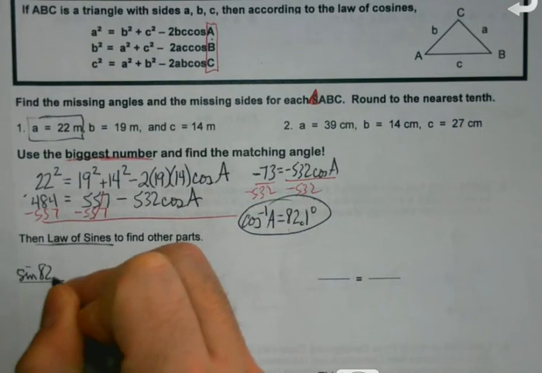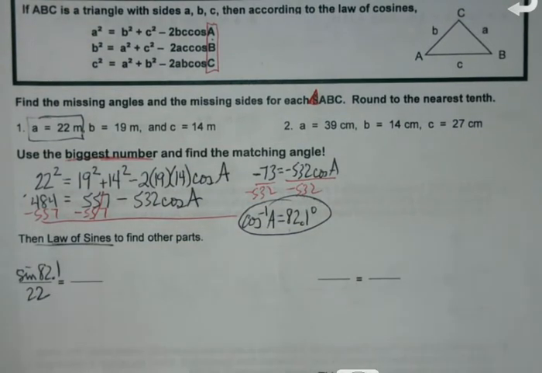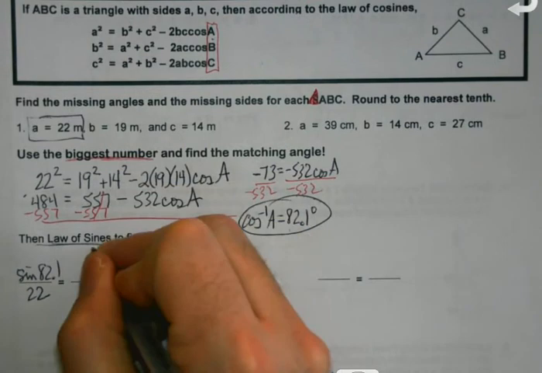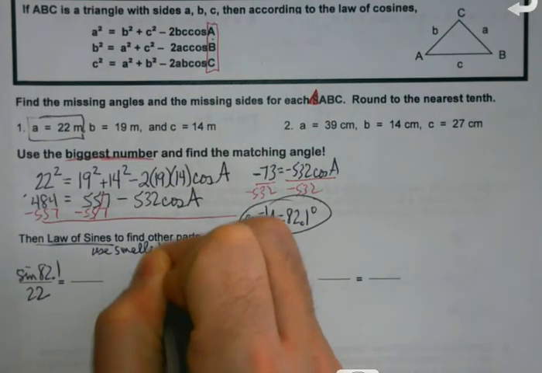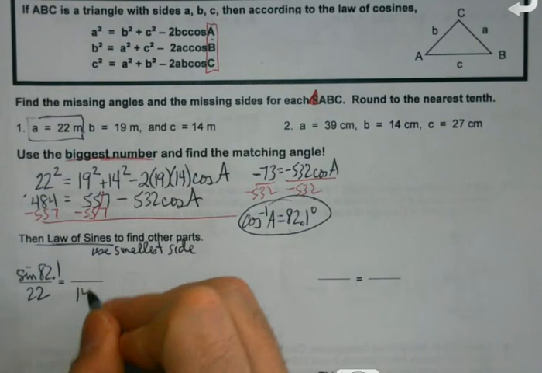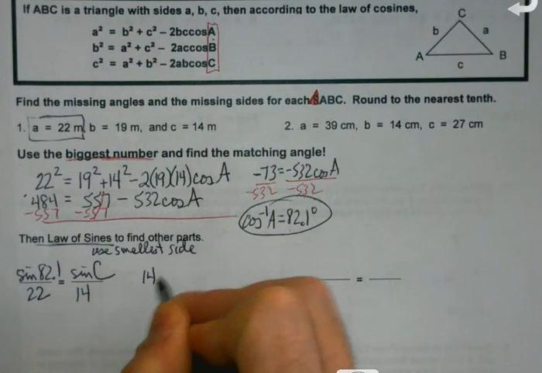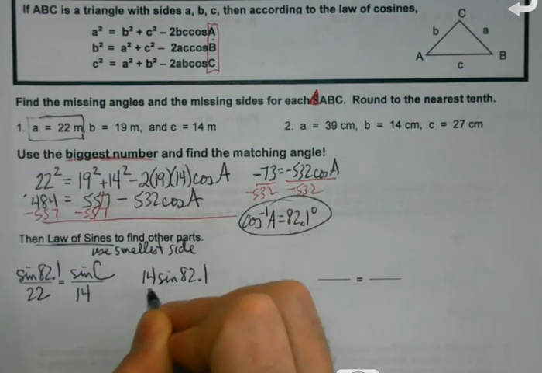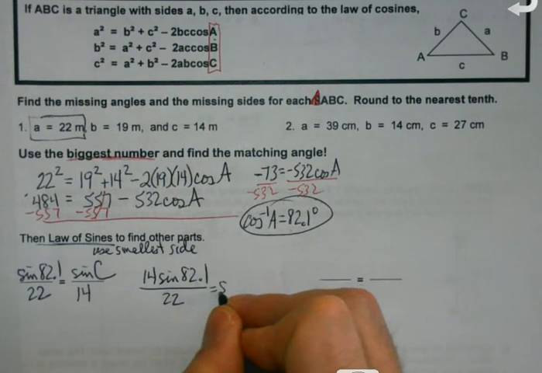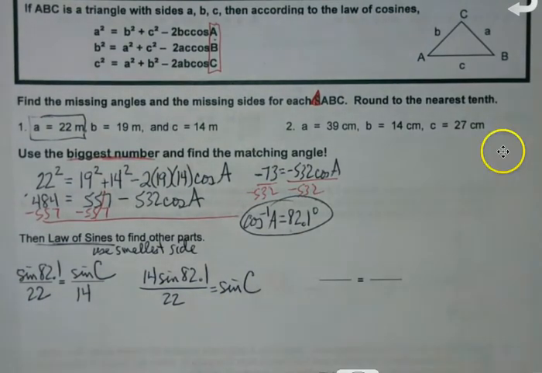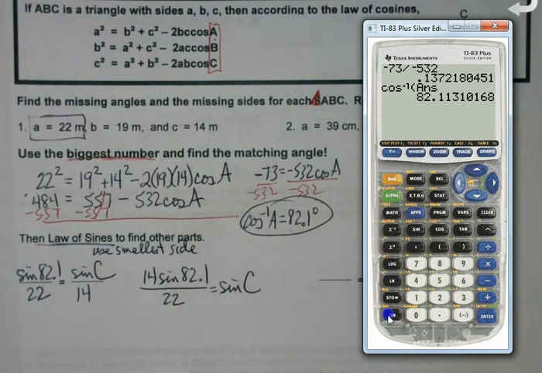So the sine of 82.1 over 22, oh, here comes the next test. Smallest one. Yes, okay, I have to use the smallest side. 14. Use smallest side. So we are going to be finding angle C. Now the nice thing about this is, once I find angle C, I'm just going to subtract. I'm not going to have to do anything else fancy. So cross multiply, divide by whatever's with our sine C, and then the calculator's going to do its thing.